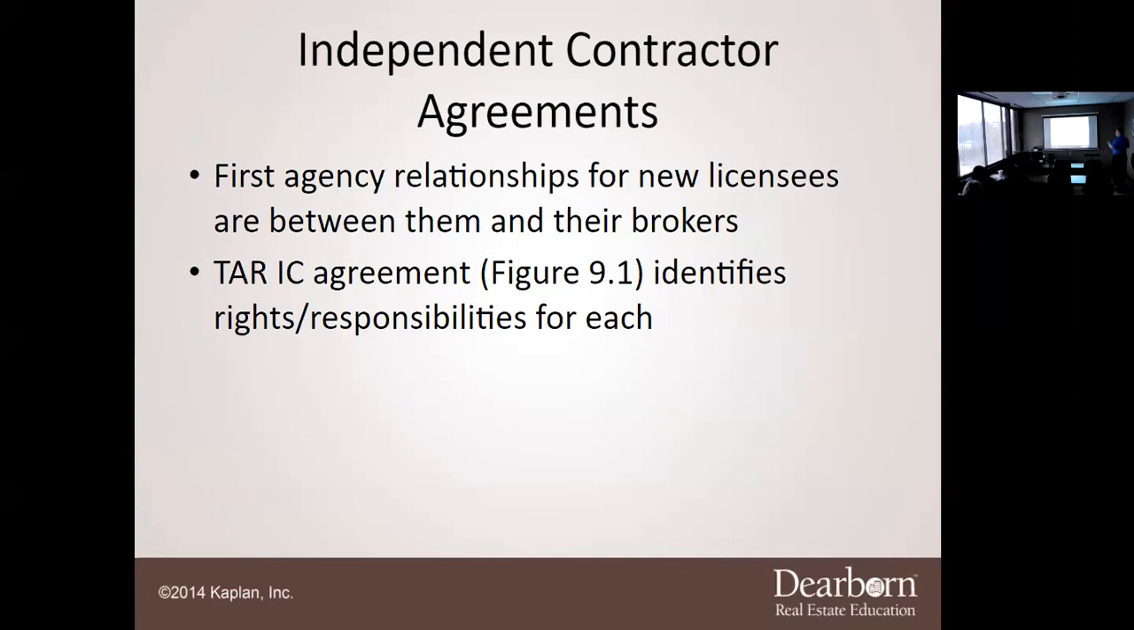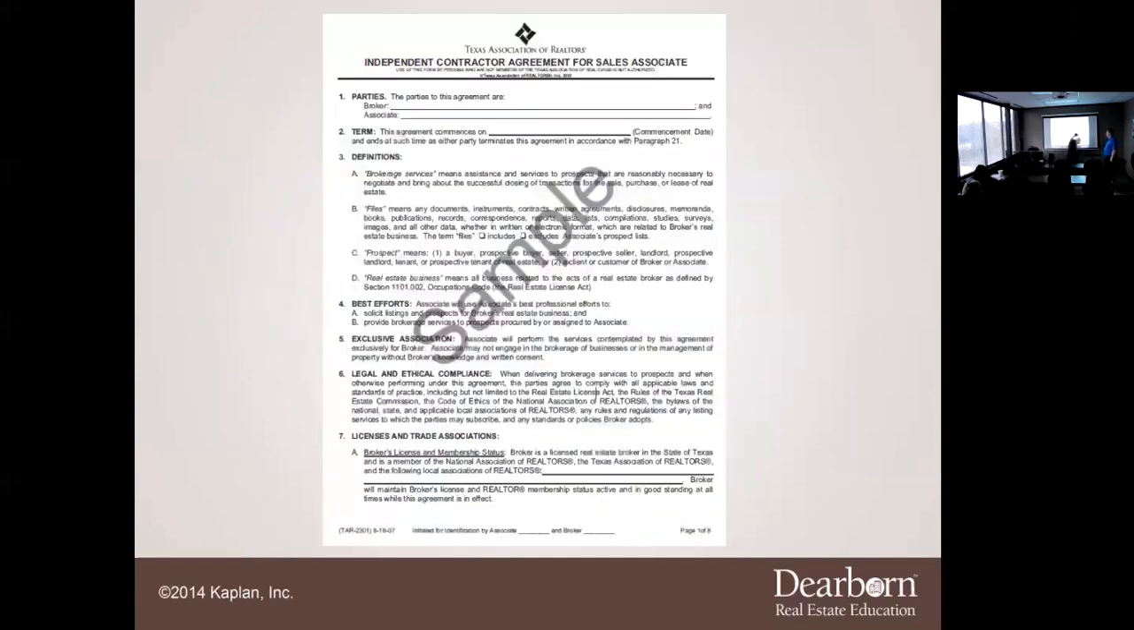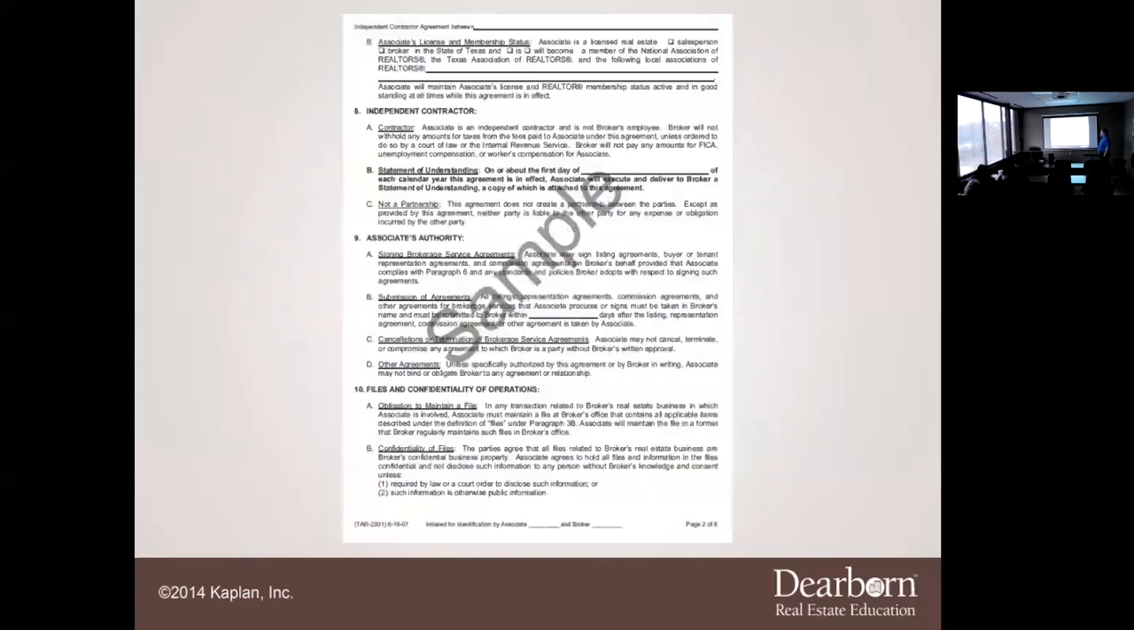So again, it's the agency relationship between the new licensees and their broker. There is the TAR independent contractor agreement. We'll be discussing that, but it's figure 9.1. And again, it identifies the rights and responsibilities for each party. And of course, like I said, I'm not going to go through this verbatim. We have a lot to cover. But again, this gives you the breakdown of the independent contract. This is what it looks like.